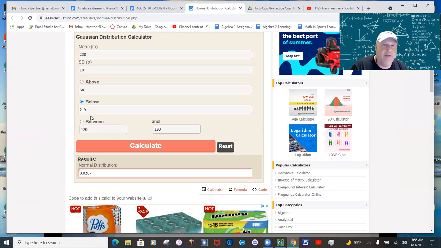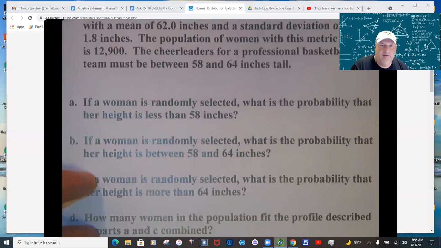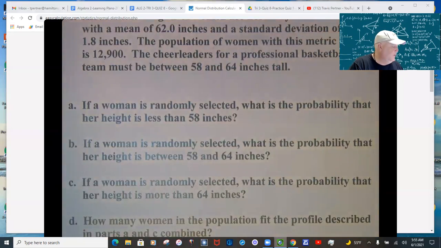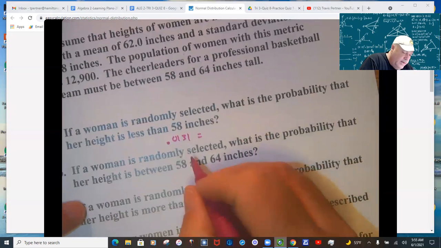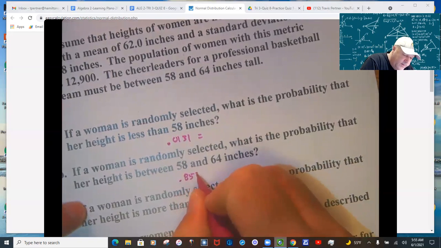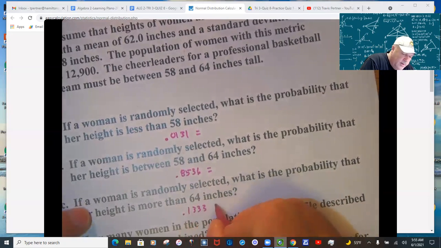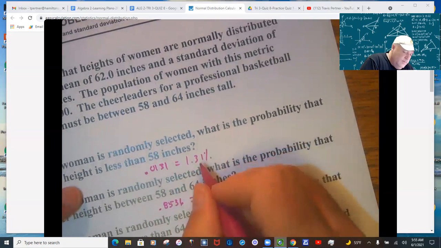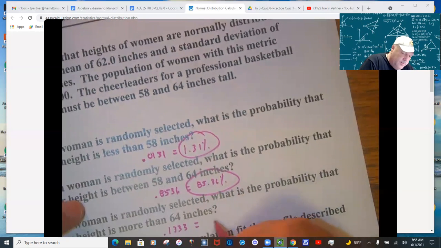All right, so on the back here, you're going to go through and do these. You're going to input these values, and you are going to get 0.0131. You're going to get 0.8536 and then 0.1333. And this is all you really need the calculator for. Okay, we'll convert these all to a percent, 85.36% and then 13.33%.